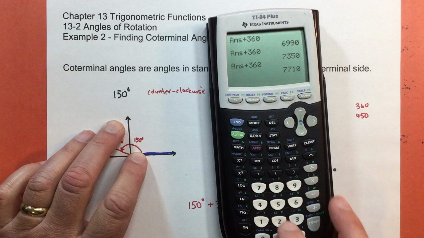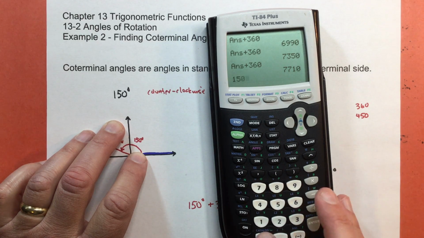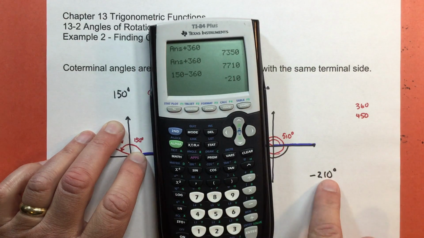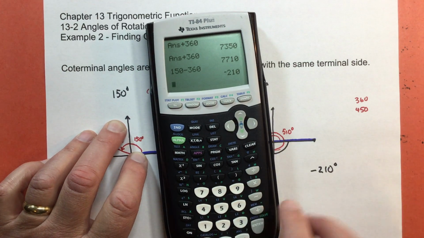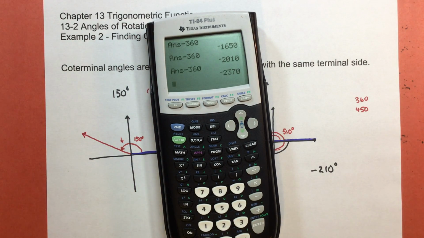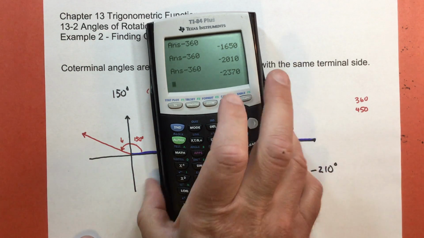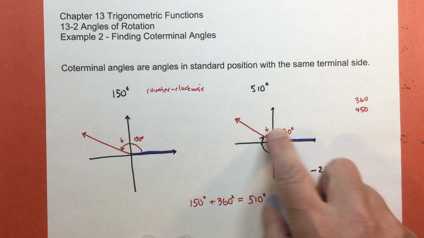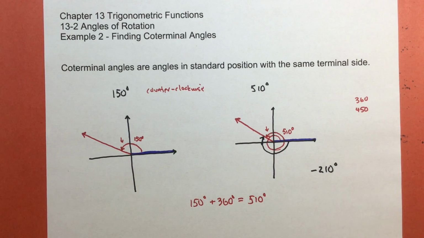On the other hand, I can go the other direction. I can take 150 and subtract 360, and that's my negative 210, which I was just talking about. And if I subtract 360 again, I get negative 570. And I do it again and again. So there's an infinite number of angles of rotation that are going to be coterminal to anything that you have here. It just depends on how many times you're going to turn. You can turn and turn, essentially forever.